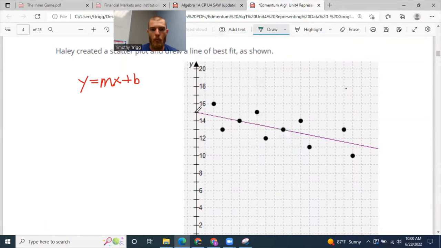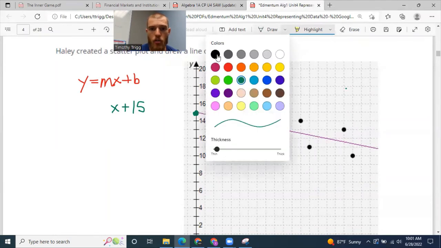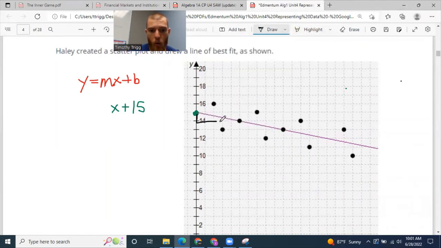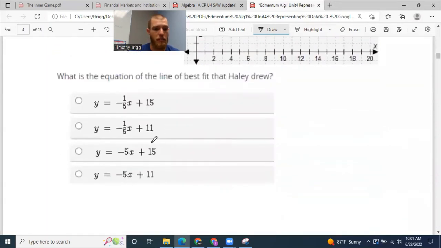Now in this case, where's the y-intercept? Well, it's right here at 15. So we know our b is 15. And what's our slope in this case? Well, here I can go from this point down 1/5, right? Since I'm going downwards as you go from left to right, it'll be a negative correlation and also a negative slope. So it's down 1, so -1 is my rise, and then 5, so -1/5. So y equals -1/5 x plus 15.